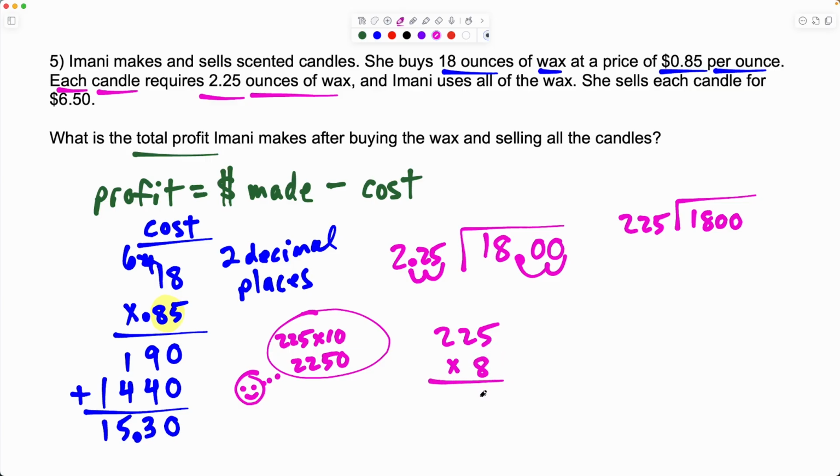So you have 8 times 5 is 40. So we have a 0, carry the 4. Then we have 8 times 2 is 16 plus 4 is 20. So 0, carry the 2. And then we have 8 times 2 is 16 plus 2 is exactly 1,800. Okay, so that tells us the mystery value here is going to be 8. And when we multiply, we get exactly 1,800. And this is what's going to work out.